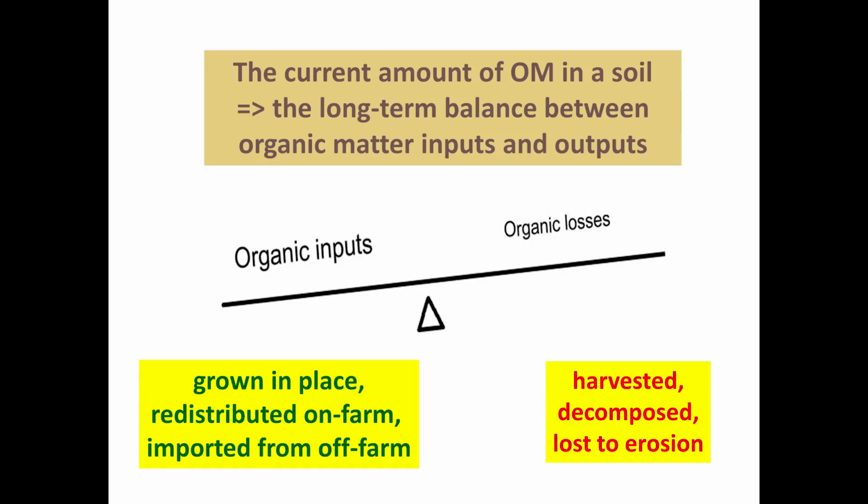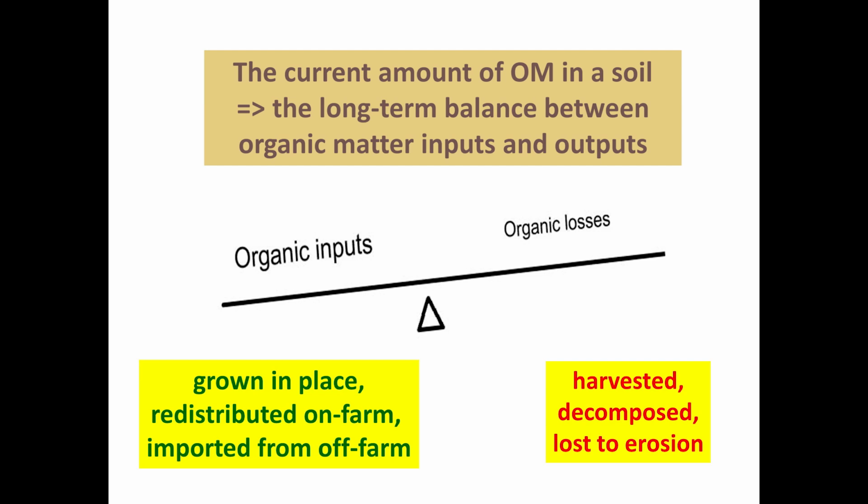So I think it's pretty clear that the amount of organic matter in a soil is not just defined by the inherent properties of the soil. It's also influenced by the inputs and outputs of organic matter related to management. So we can think about this balance. Inputs, plant materials grown in place, microbial materials grown in place.